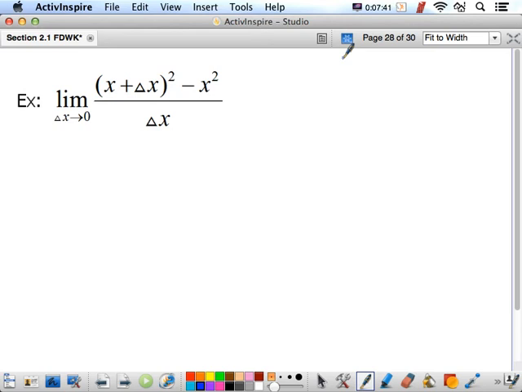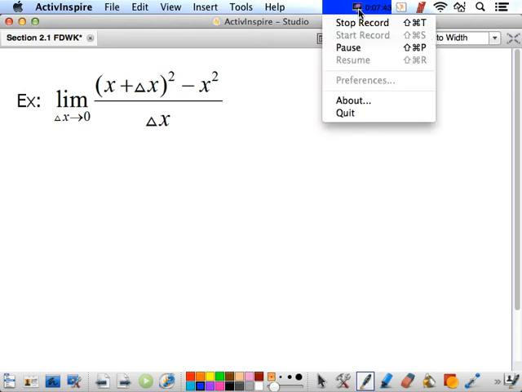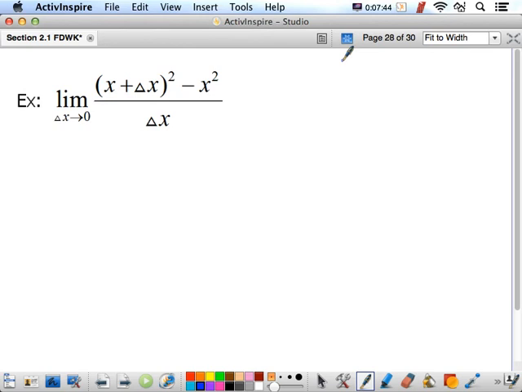Okay, so a lot of books use delta x, but we're just going to replace them with h's. Is that okay with you guys? And you're welcome to do that. Anytime you see a delta x, just use an h instead. They're used interchangeably. Okay? All right.